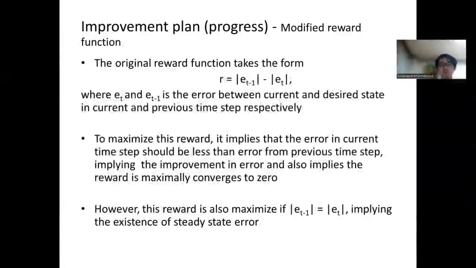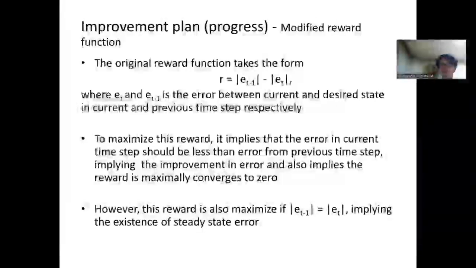And for the first improvement, the modification of the reward function. The original reward function takes the following form, where e_t and e_t-1 are the errors between the current and the desired state in the current and previous time step respectively. To maximize this reward, the error in the current time step should be less than the error from the previous time step, implying an improvement in the error, and the reward maximally converges to 0. However, this reward is also maximized if the error from the previous time step is equal to the error in the current time step. And this implies the existence of the steady state error.